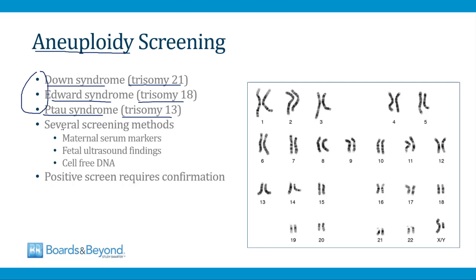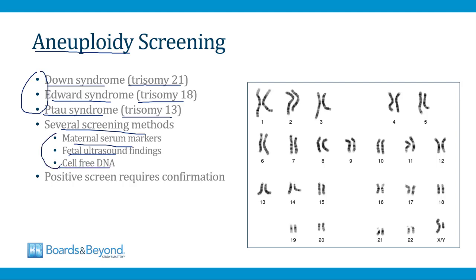There are a couple of screening methods that can be used. One is through measurement of maternal serum markers. These are substances in the maternal blood that indicate possible aneuploidy in the fetus. There are also certain fetal ultrasound findings that suggest aneuploidy. And finally, there's a test called cell-free DNA, which we'll talk about later.